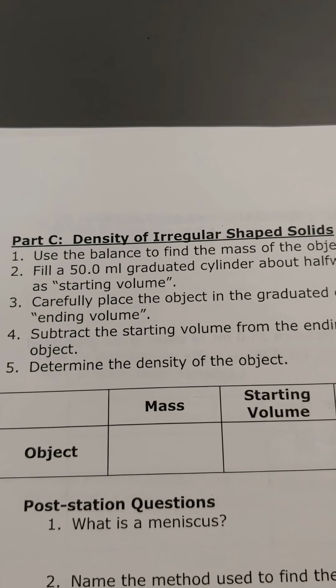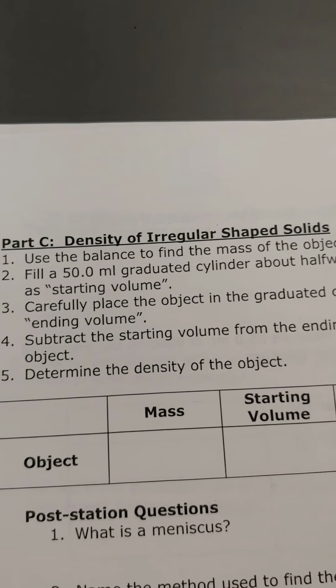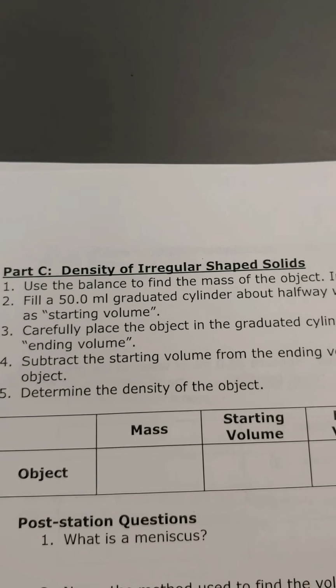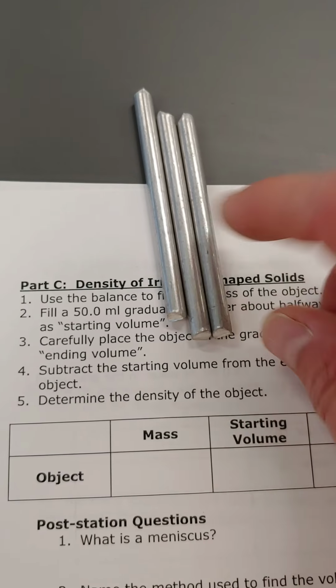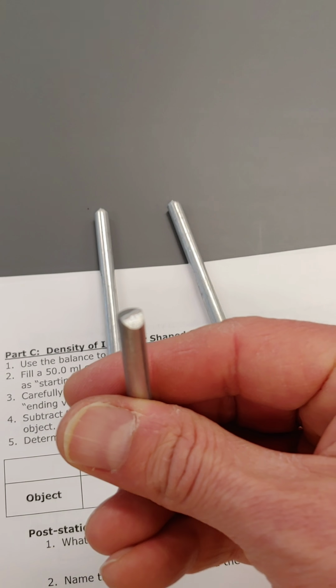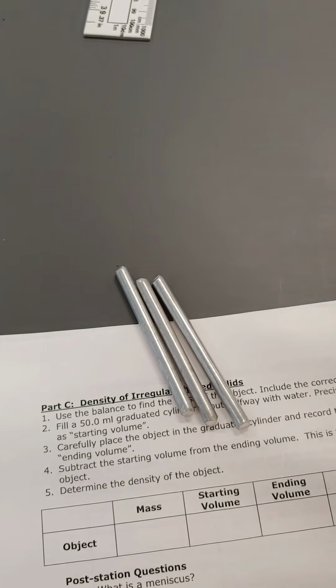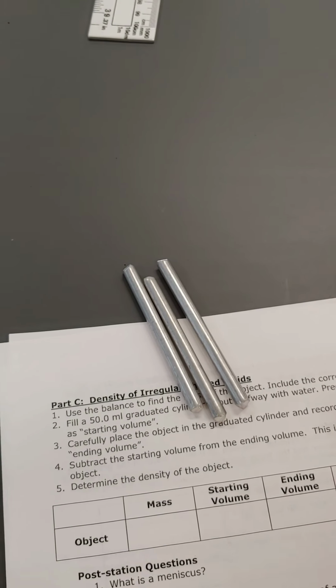Okay, now we're moving on to part C, density of irregular shaped solids. The density of an object is the mass of the object divided by the volume of the object. If I have an object that's oddly shaped, in this case I've got 3 sticks of aluminum metal, those sticks have uneven edges, they're not perfect cylinders, there's some flaws in their shape. And so I can't mathematically determine the volume of those without the use of calculus, which we certainly don't want to do.